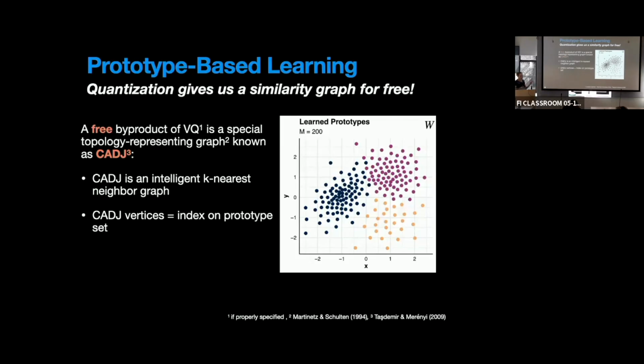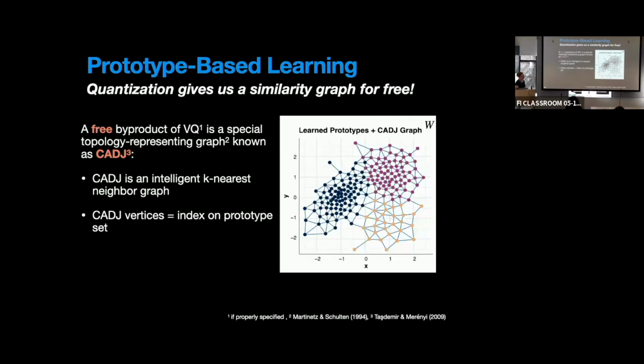Okay, so it's kind of like an intelligent k-nearest neighbor graph, but basically you're building a graph where now your prototypes are the vertices, okay? So it goes back and forth, looks like this, right? This is what you get for free from the prototype distribution, right? So it's a low dimensional encoding in a graph.